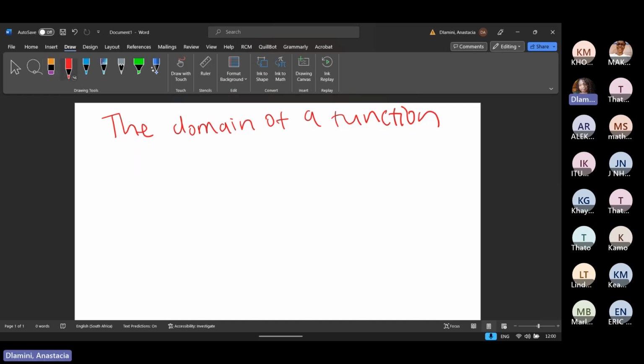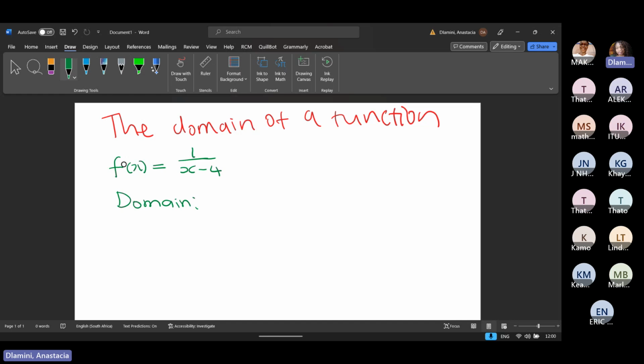So we have, let me choose a different color, maybe f of x is equal to 1 over x minus 4. Can you please help me? What is the domain of this function? But before we start with the domain, what is the domain? Well, let me just explain it.